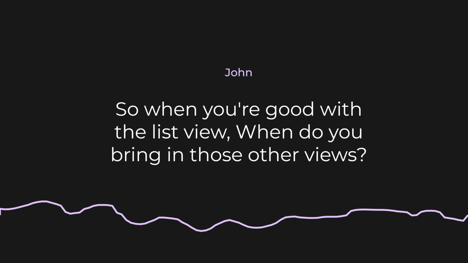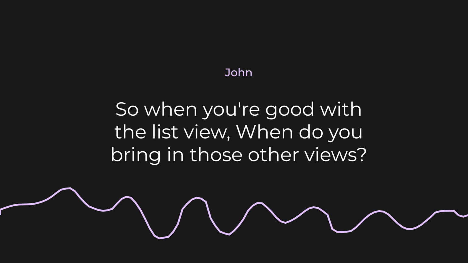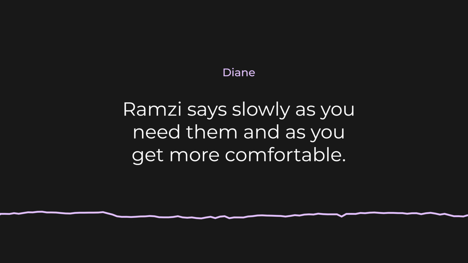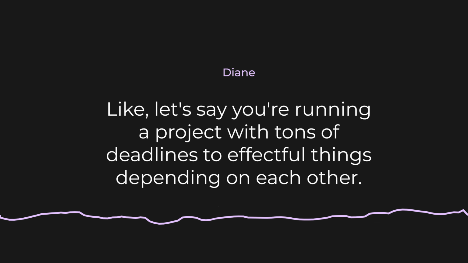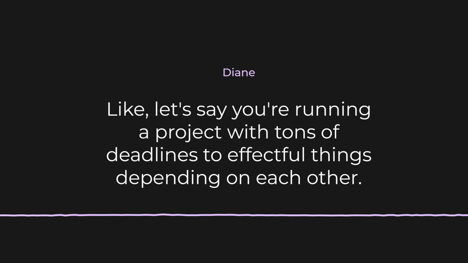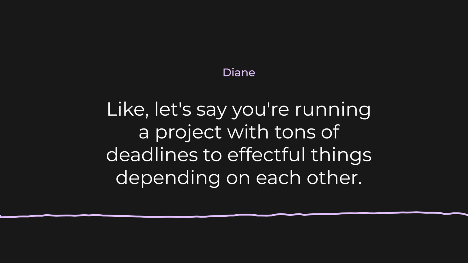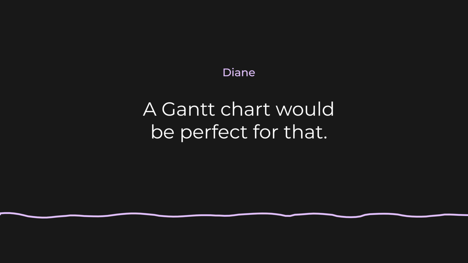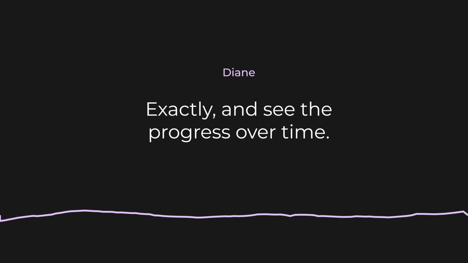So when you're good with the list view, when do you bring in those other views? Ramzi says slowly, as you need them and as you get more comfortable. Like, let's say you're running a project with tons of deadlines and things depending on each other. Lots of moving parts. Right. A Gantt chart would be perfect for that. Yeah, you can see how it all connects. Exactly, and see the progress over time.